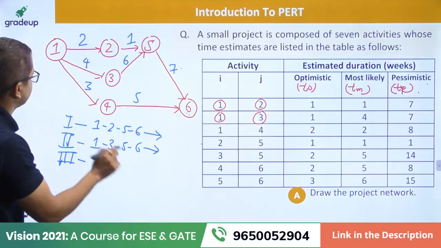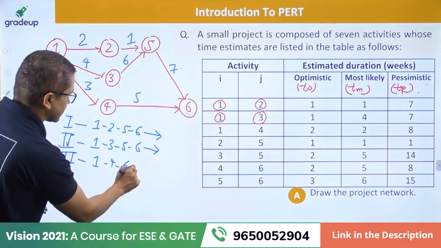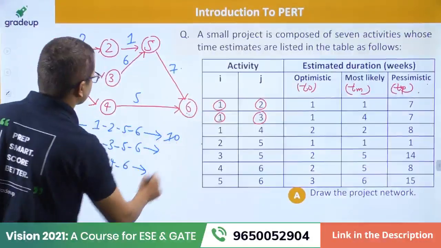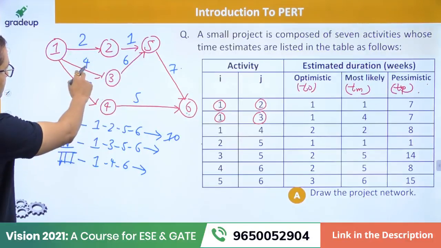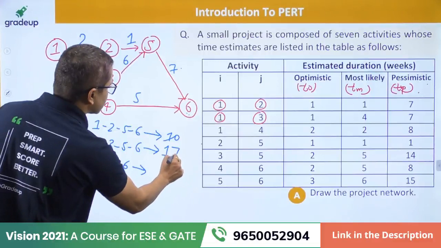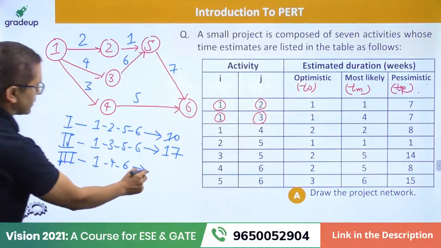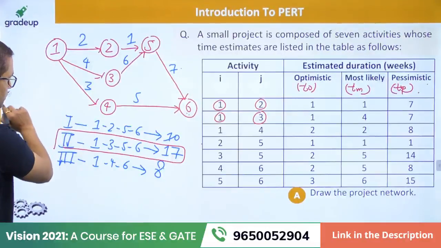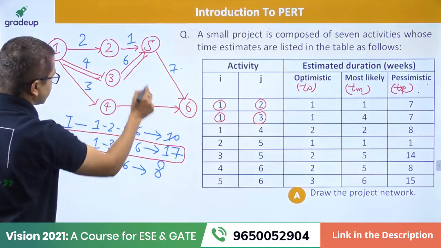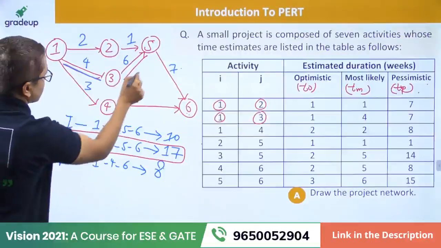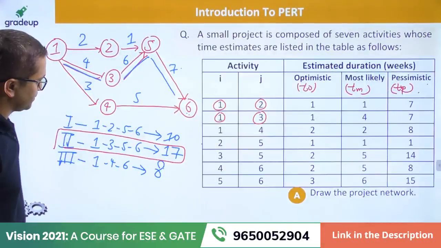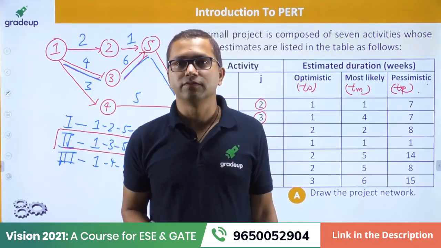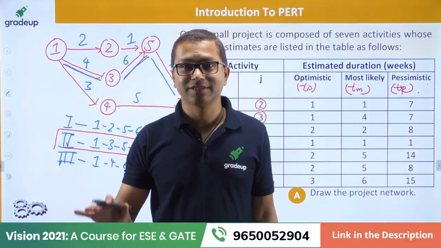Just write it on screen, all right? The third one is going to be 1, 4, and 6. So 1, 2, 5, 6, how much time is it going to take? Yes, 10 days. 1, 3, 5, 6 is 4 plus 6 plus 7, which is 17 days. And 1, 4, 6 is going to take 8 days. So the project duration is the maximum of all of them, and this is the critical path. So 1, 3, 5, 6 is the critical path. So 17 days, yes, good. Good, Jay, that you're involved. So 17 days is the project duration.